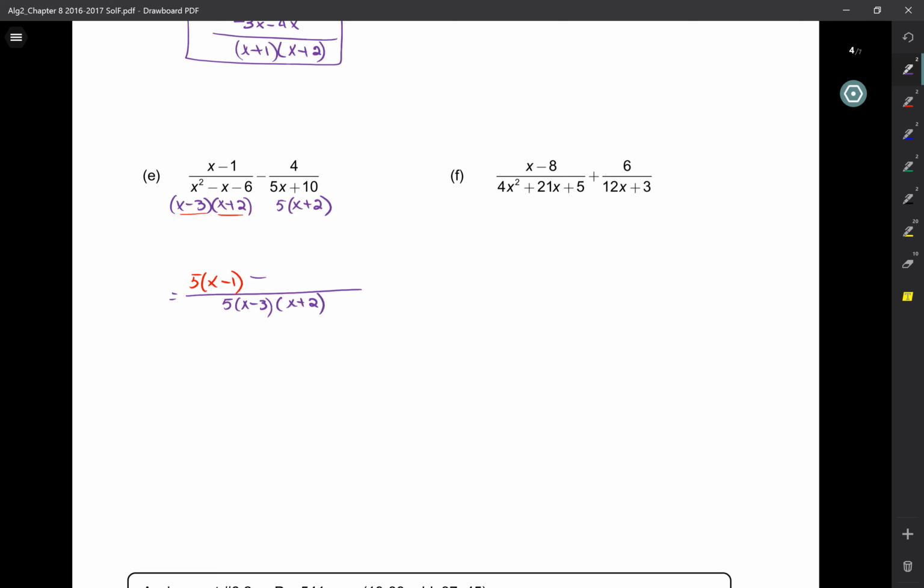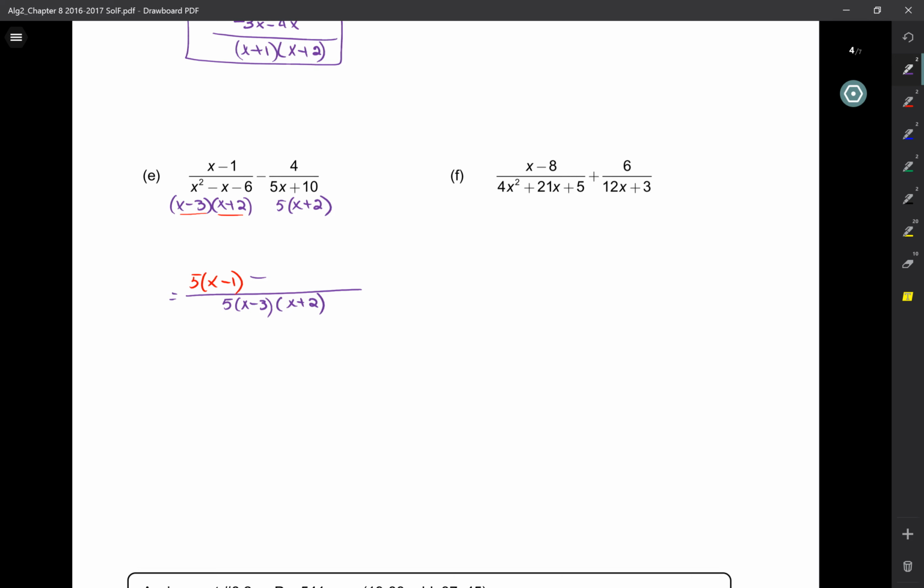No, because the x plus 2 went away. So look, what's left over here? 5. You then multiply the 5 with this numerator. The order doesn't matter. Wait, why are x minus 3 and x plus 2 the same? They're not the same. Remember, these two are the same as these two. So they cancel. Okay?